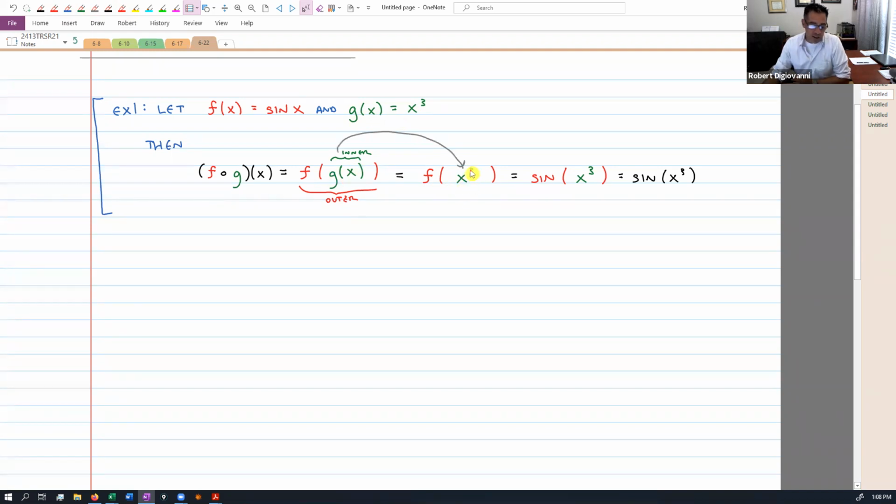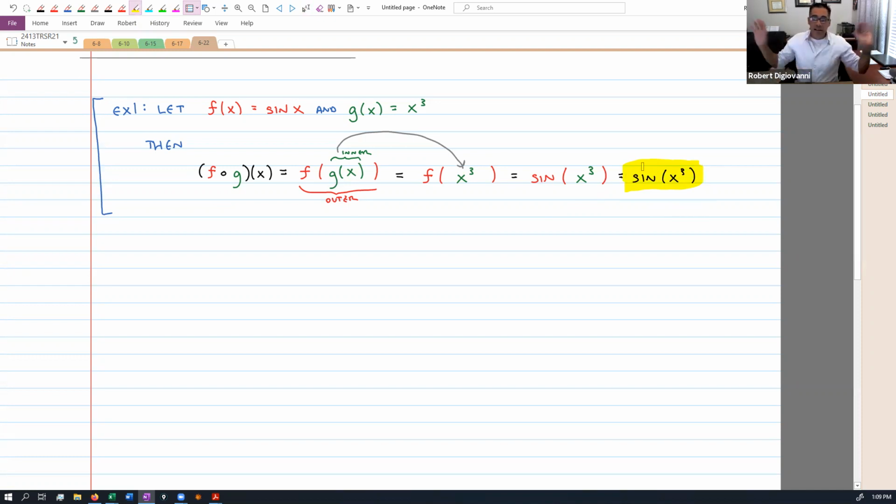And then what we still need to do now is evaluate f at that input. So now we're going to take x cubed and plug it into the sine function and replace that x right there with the x cubed. So I'm going to take the sine and plug that g into that sine function. And that results in this final result, sine of x cubed. Does that all look familiar to you? Yes? Okay.